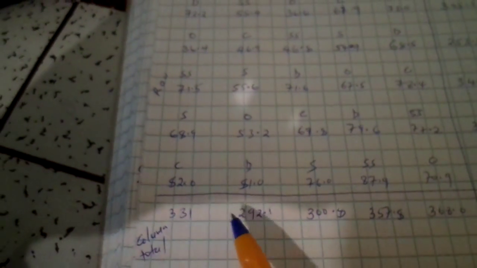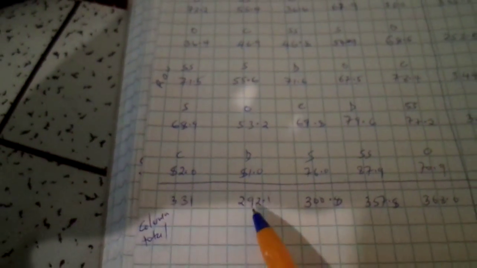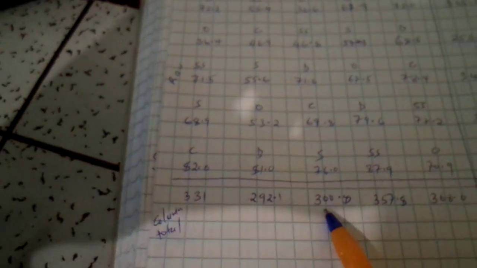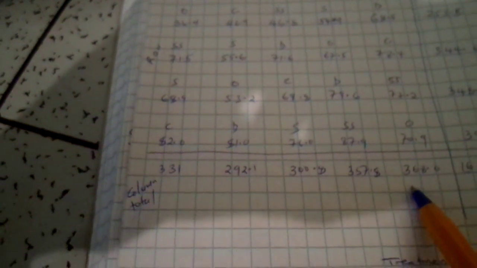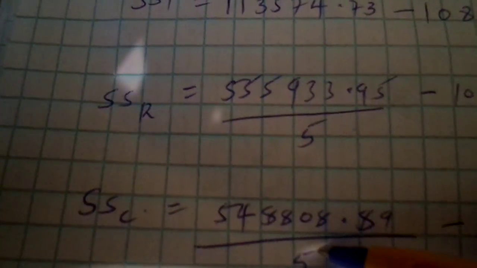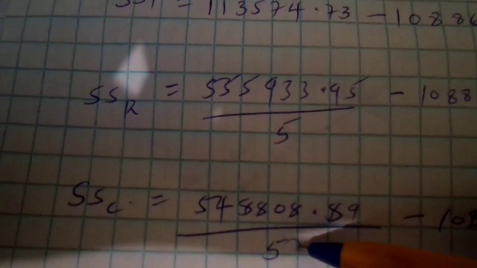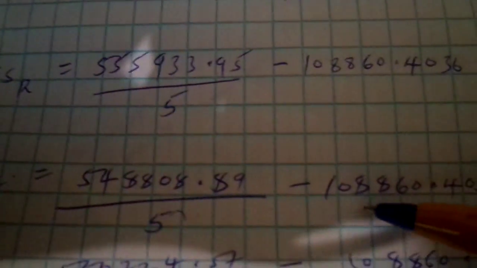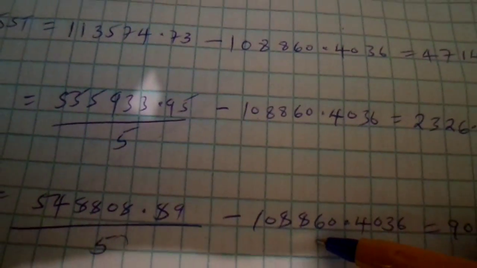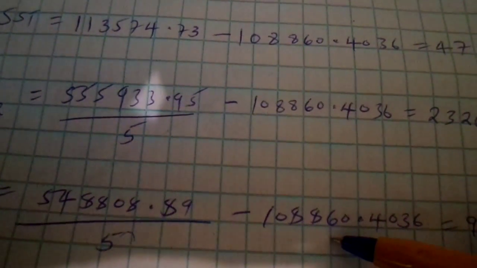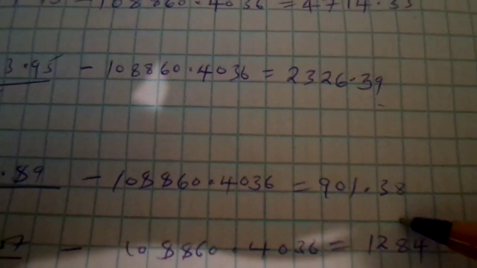Then you move ahead and find the column sum of squares. You square the columns, you square this one, plus this one, plus this one, plus this one, plus this one. You find the value and you divide by 5, the number of columns we have. We subtract from our correction factor, which we had previously gotten, and you find the answer.